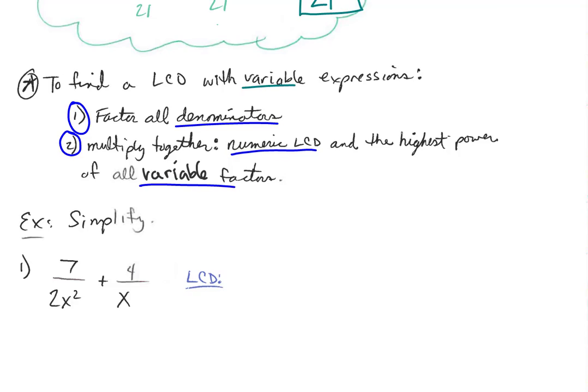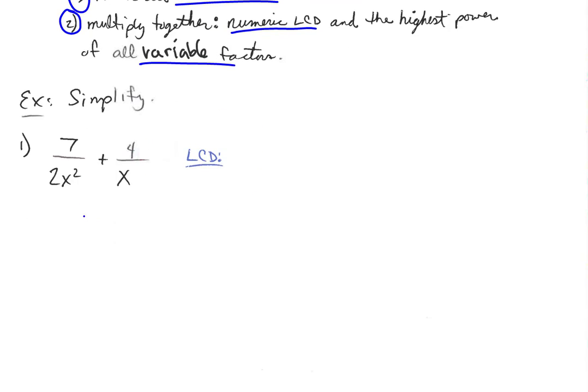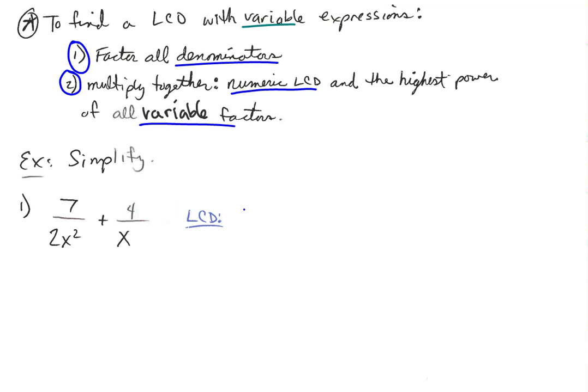So let's do some examples to see how this actually shows up and looks. Our first one is 7 over 2x squared plus 4 over x. Now, these do not have the same denominator, which means we'll have to find a common denominator, or LCD. And that process, as we just described above, involves factoring all the denominators. But you'll notice that these denominators are simple enough to where there wouldn't really be much use to factoring them. Like you could turn the x squared into just x times x, but that's not much use. So we're going to just leave them as they are and expect that they're already factored.